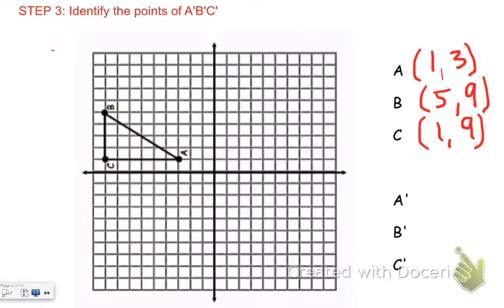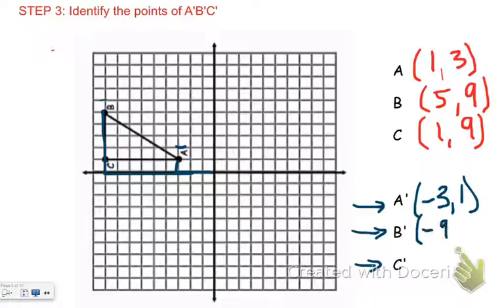So while your paper is turned sideways, and it doesn't matter if you write A prime, B prime, and C prime sideways, what's going to be important is when we actually plot these points on our graph. So while it's sideways, find any empty space near your graph, and we're going to identify A prime, B prime, and C prime, which is really the image that we're looking at once again. So A prime is now at -3 and +1. B prime is at -9 and +5. And C prime is at -9, +1.